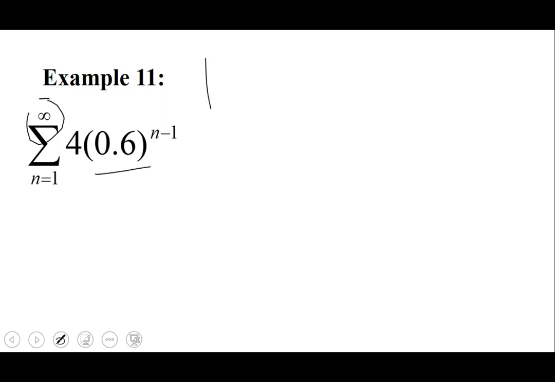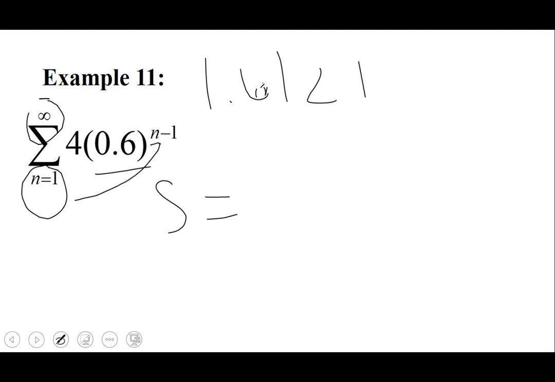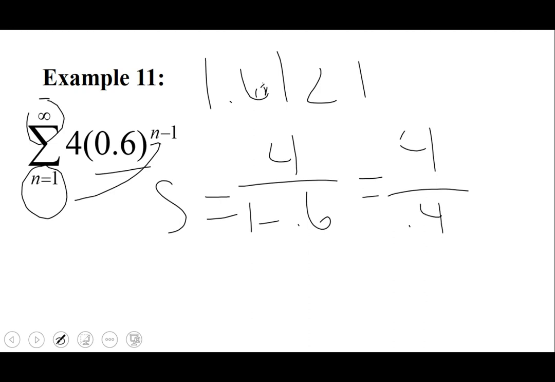Go ahead and confirm that the absolute value of r is less than 1, which it is. Then go ahead and realize that the sum is equal to, here we're starting at 1. Again, remember, if you're going to infinity, it really matters not if you're starting at 0 or 1. So if you plug in 1, you get 0.6 to the 0, which is 1, times 4 is 4, over 1 minus 0.6. That's going to give you 4 over 0.4 for a final sum of 10.